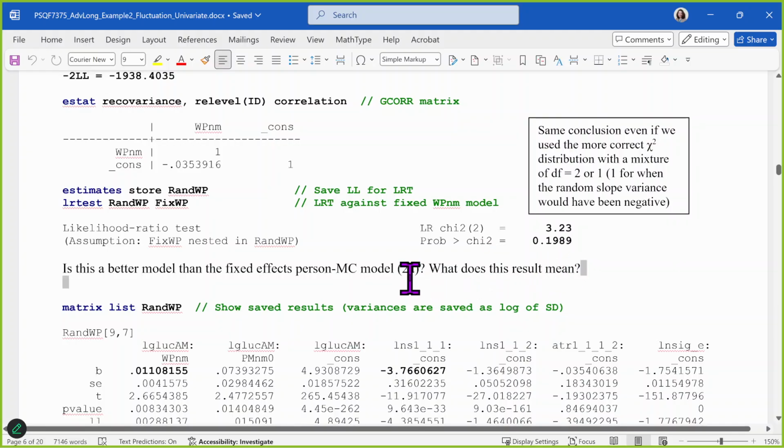So what does the result mean in English if we don't have a random slope for within-person negative mood? Cough, cough, homework question.